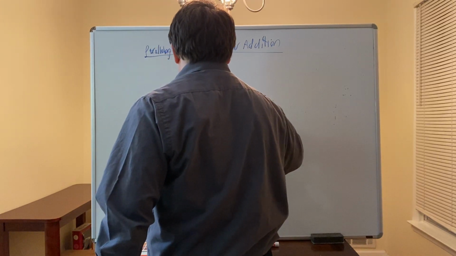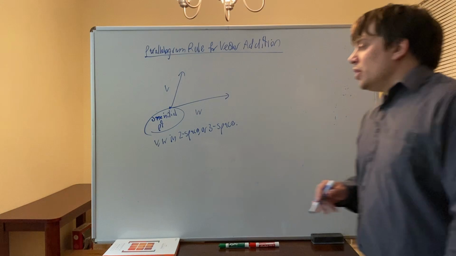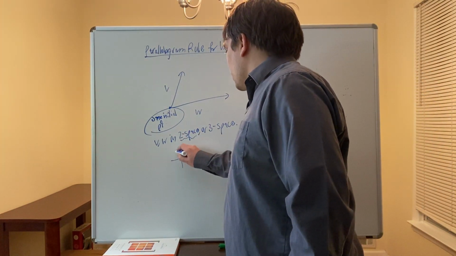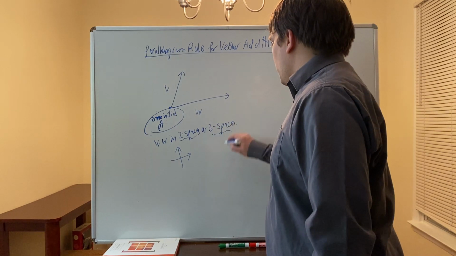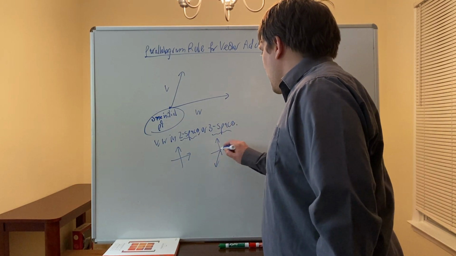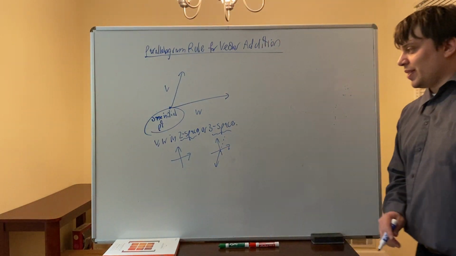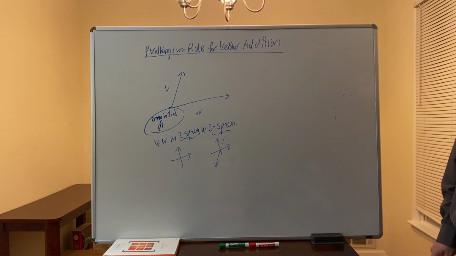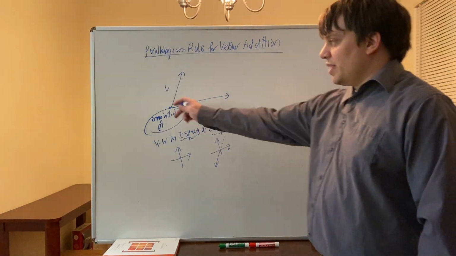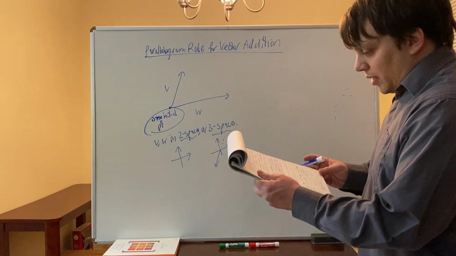or 3 space. Okay? So either we have a coordinate system for 2 space that looks like this, or in 3 space we have a coordinate system that looks like that. Okay? So these two vectors are either in 2 space or 3 space, and they have the same initial point.